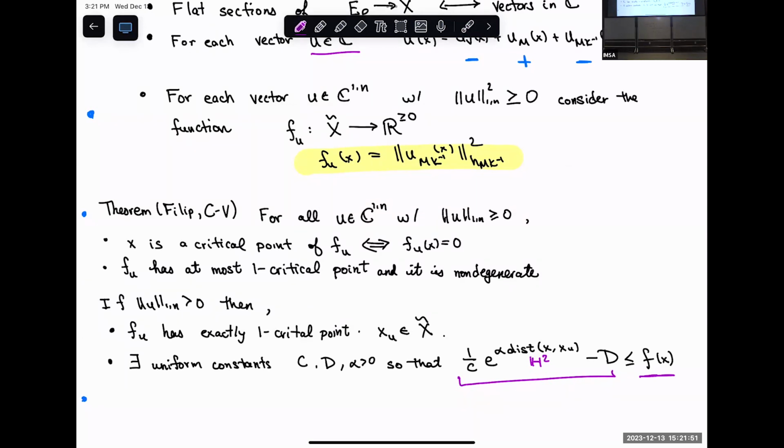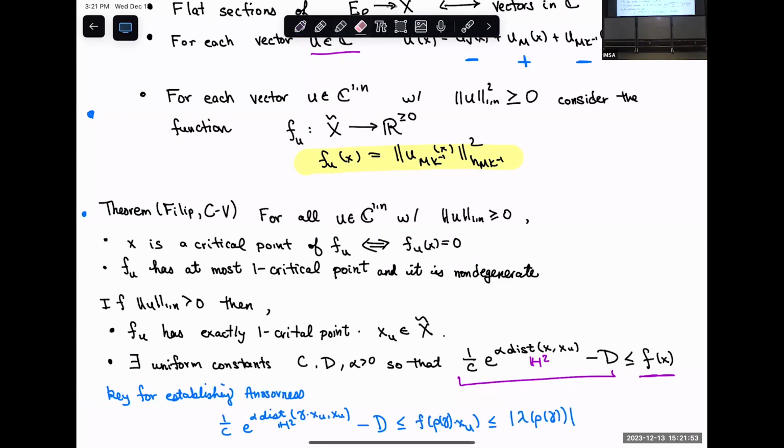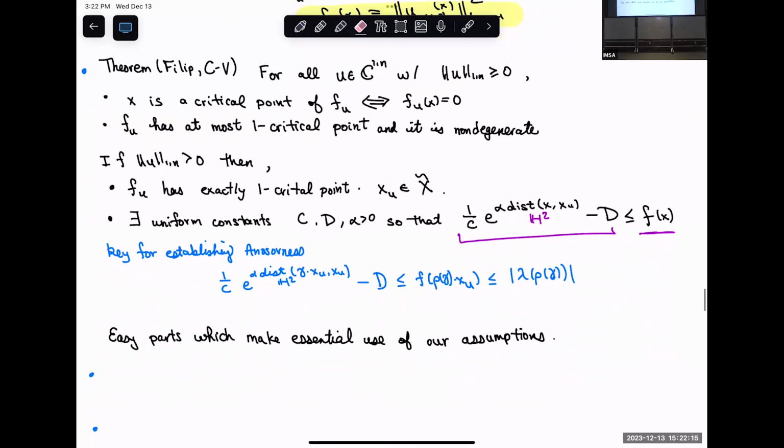And this last part, I'm not going to tell you anything about, but it is the key to proving this Anosov property. Okay, so again, let me just not tell you about this part now, but I just wanted to mention that this understanding of the growth of this function compared to the distance from your unique critical point is a very important concept. Okay, so let me show you the easy points and how we're going to make essential use of all, or many, of the assumptions that we use.